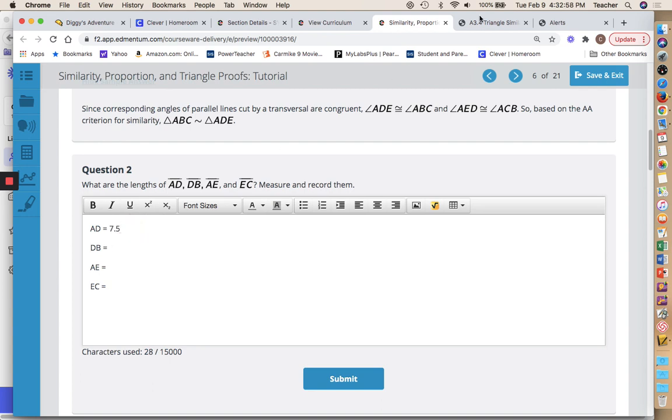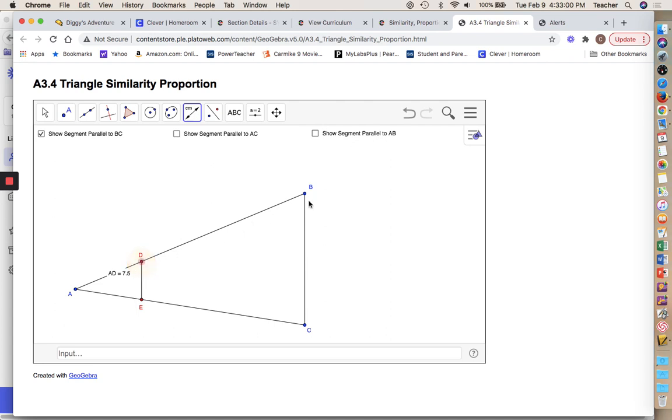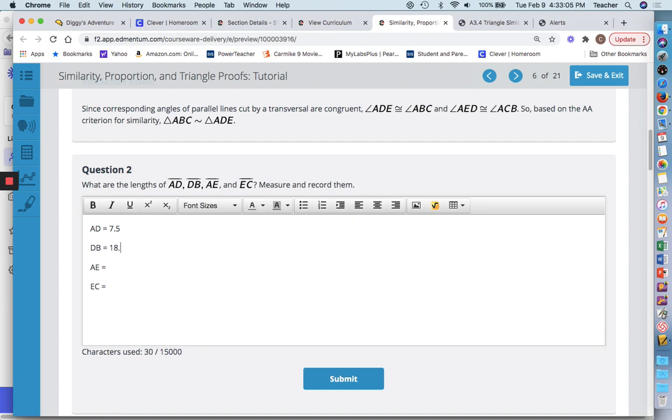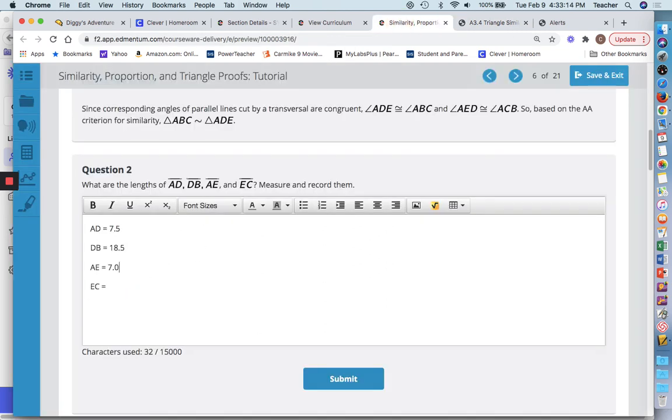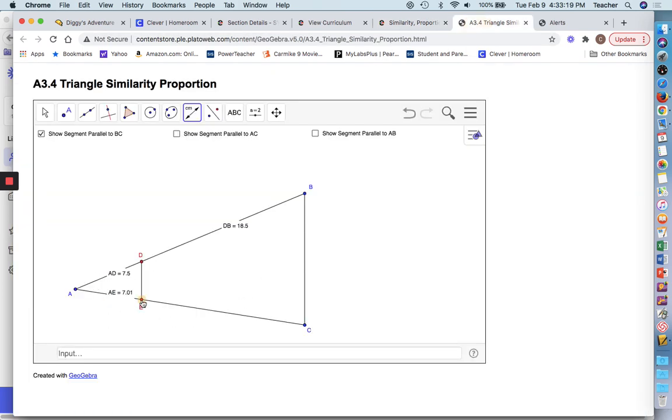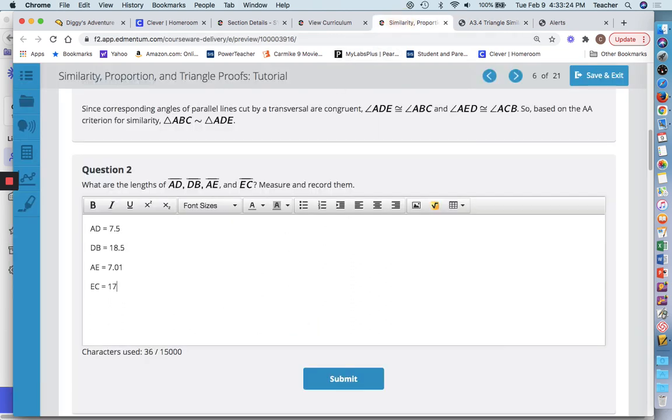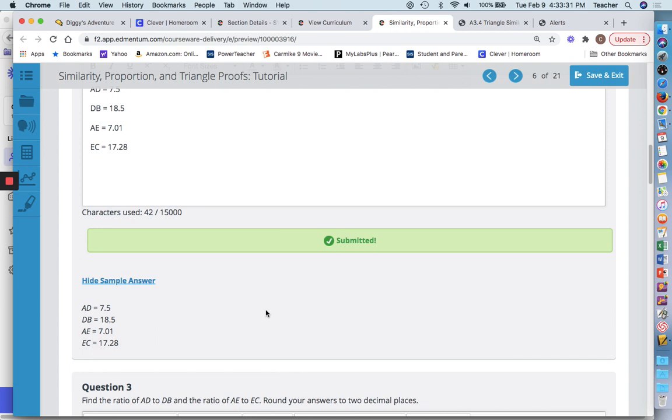All right, next up is DB. So I'm going to click on DB. I got 18.5. All right, next up is AE. So I'm going to click on A, then E, 7.01. And EC, click on E, then C. I got 17.28. All right, that's all they asked me to do. Okay.